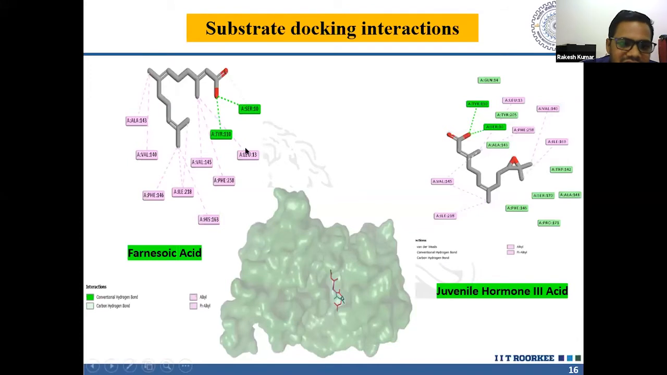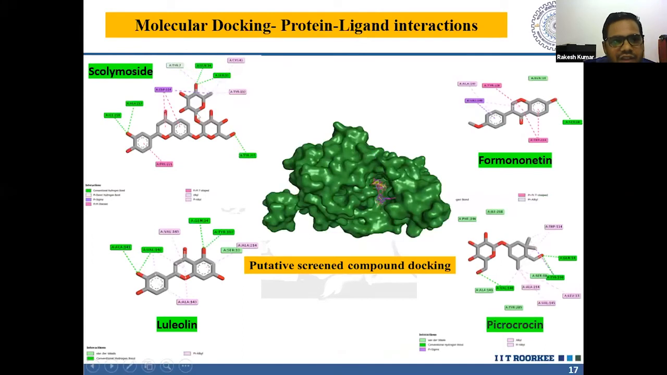Here you can see the interactions of the natural substrates, that is farnesoic acid and juvenile hormone acid. Since only the terminal groups are polar in nature, they are involved in hydrogen bonding. But the rest of the chain, the tail, is hydrophobic, so they form hydrophobic and planar interactions with the hydrophobic amino acid residues. Similarly, the identified 4 compounds also showed the same, because they are sitting in the same hydrophobic pocket. Because of their polar functional groups, they are making both polar interactions as well as non-polar. But the binding residues are one and all the same in the case of the substrate as well as the inhibitor.